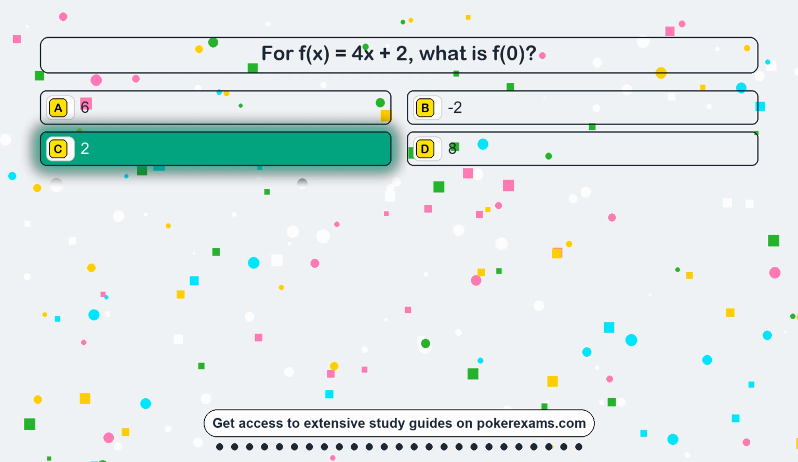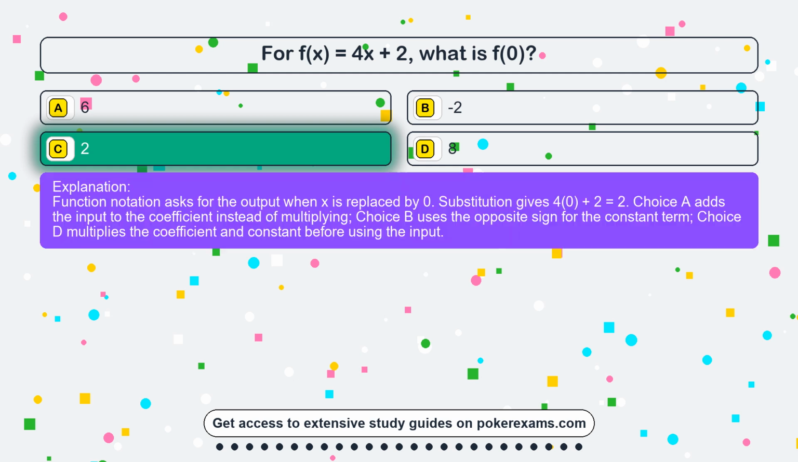The correct answer is option C, 2. Function notation asks for the output when x is replaced by 0. Substitution gives 4(0) plus 2 equals 2. Choice A adds the input to the coefficient instead of multiplying. Choice B uses the opposite sign for the constant term. Choice D multiplies the coefficient and constant before using the input.